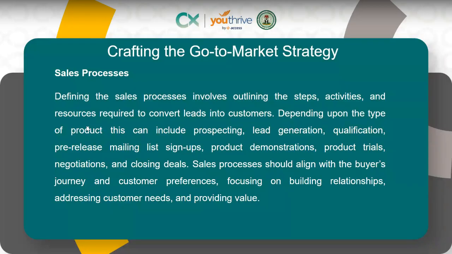Depending on the type of product, this can include prospecting, lead generation, qualification, pre-release mailing list sign-up, or what we call a wait list sign-up. You can also do a product demonstration or product trial. So people that have seen your marketing, how will you get them to start using your product? That's where your sales team comes in. You work closely with the marketing team, and then work with your sales team to ensure you're converting the people you've reached into customers.